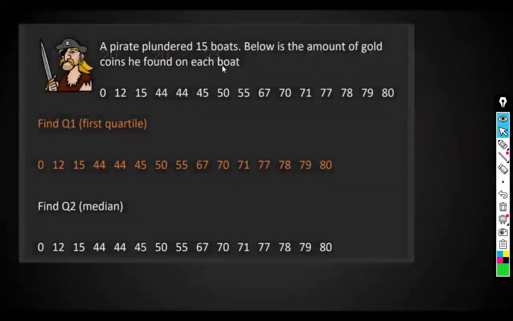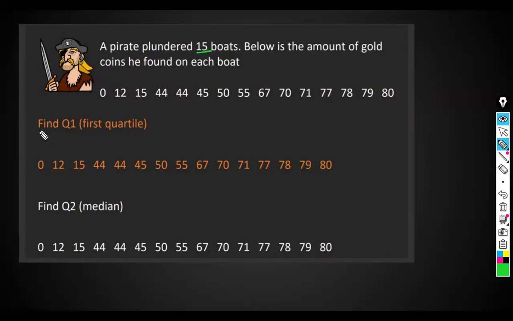All right, there we have a little pirate here. A pirate plundered 15 boats. Below is the amount of gold coins he found on each boat. Well, I'm not going to ask you to find mean, mode, and median again. I think you all got the hang of that. So these are the amount of coins on the 15 boats. If you count up how many values we have, 15. I guarantee you, we have 15.